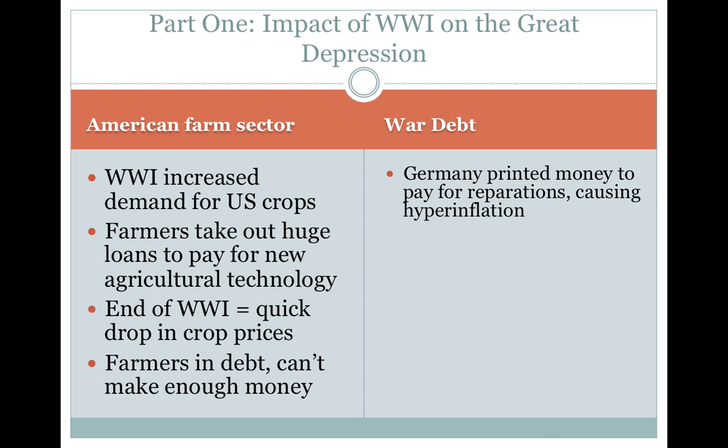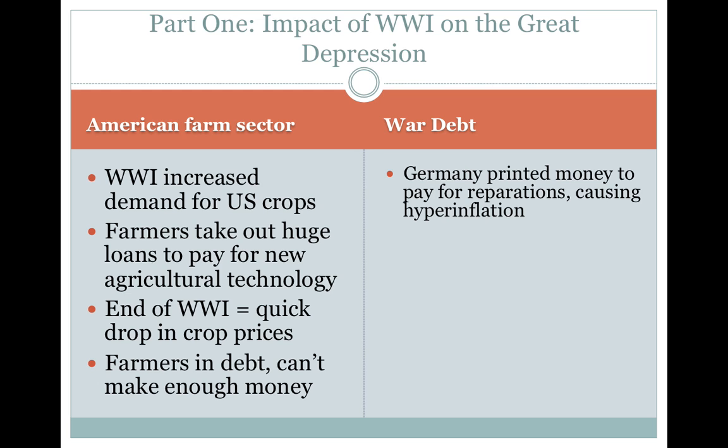The second thing going on has to do with war debt, and this is partially Germany, partially Britain and France. Germany, after World War I, as you know from your reading about the Treaty of Versailles, that part of the Paris Peace Conference, is forced to pay reparations. Germany has no money at the end of the war. They cannot pay this money back, so they print money. This causes massive hyperinflation and crushes the German economy during the early 1920s.